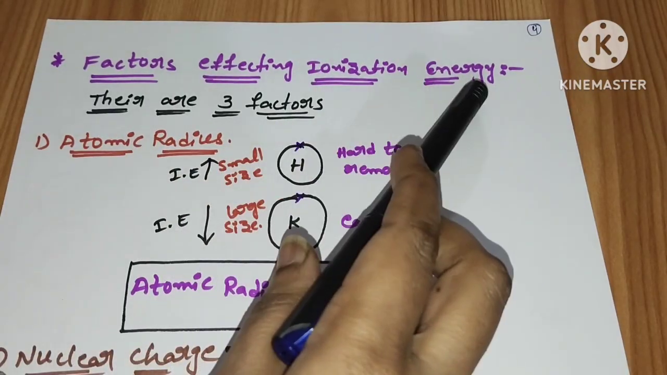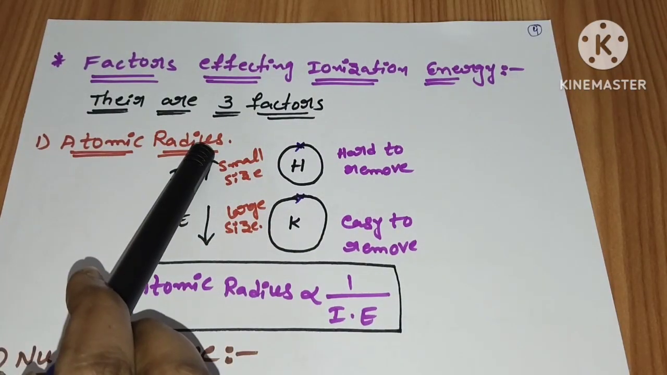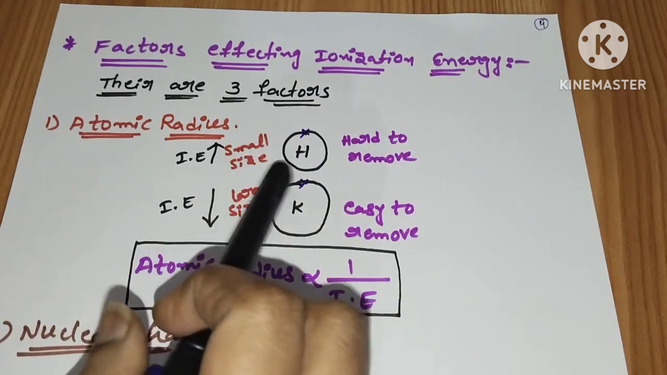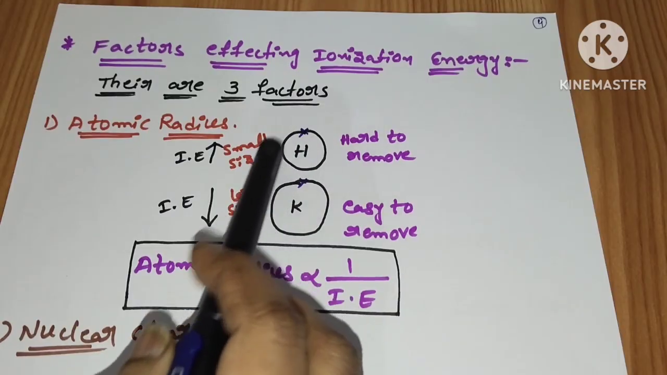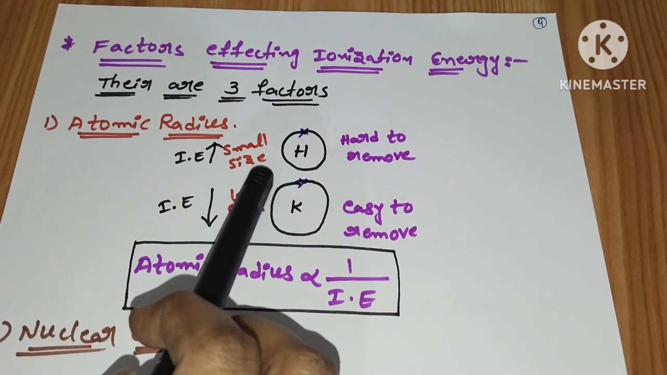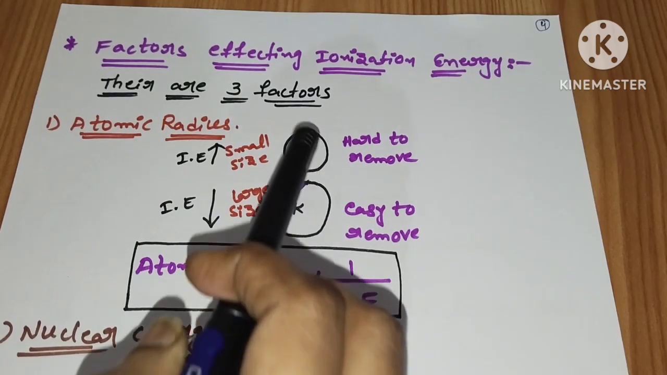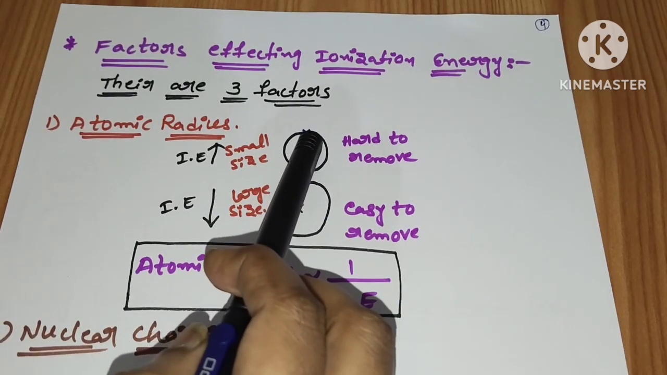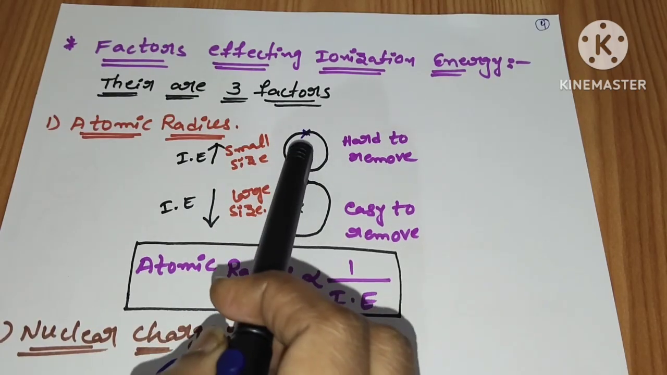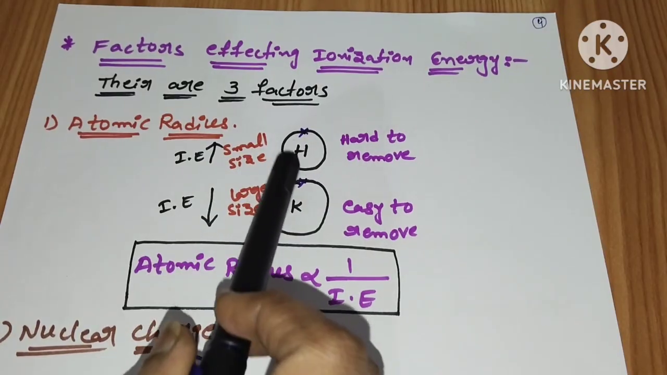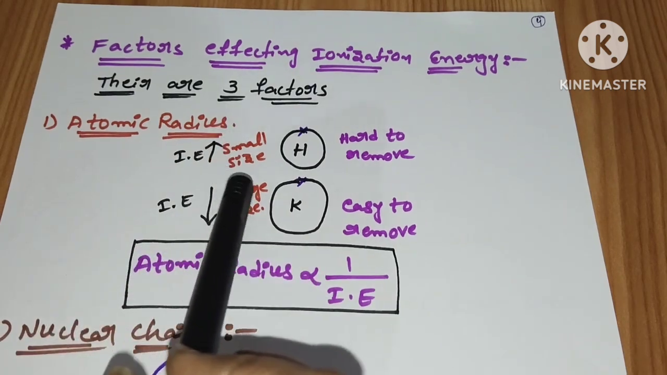Factors affecting ionization energy. There are 3 factors. Atomic radius. Here I consider hydrogen and potassium. The atomic radius of hydrogen is small and the atomic radius of potassium is large. It is hard to remove this electron from the nucleus because of more attraction between electron and nucleus. When atomic radius is small, ionization energy is high.